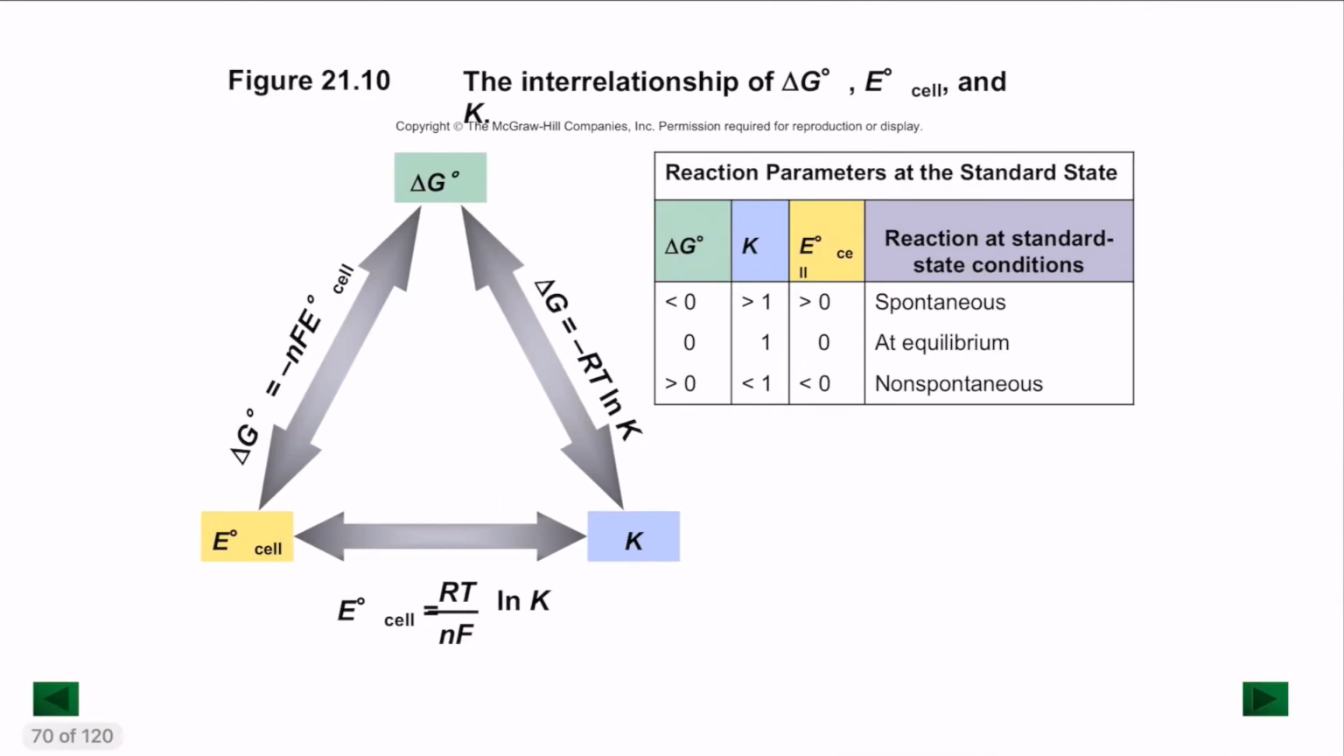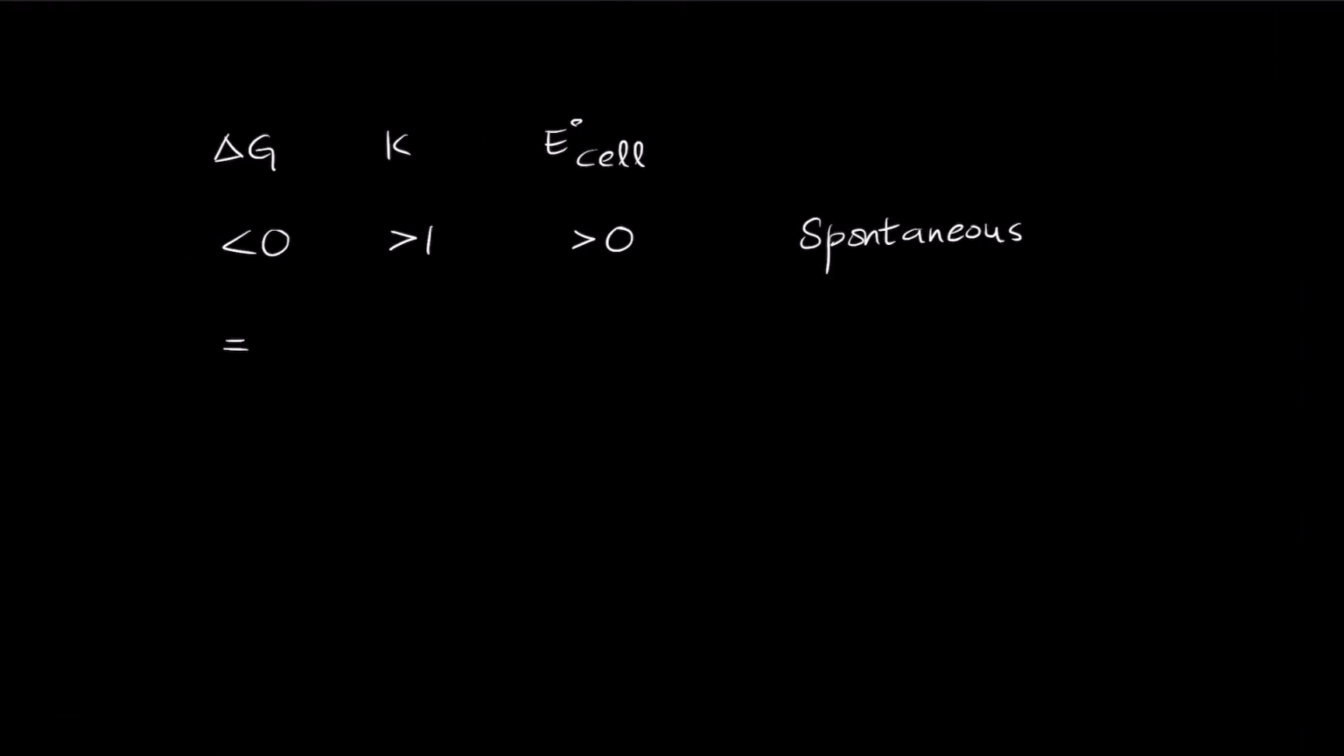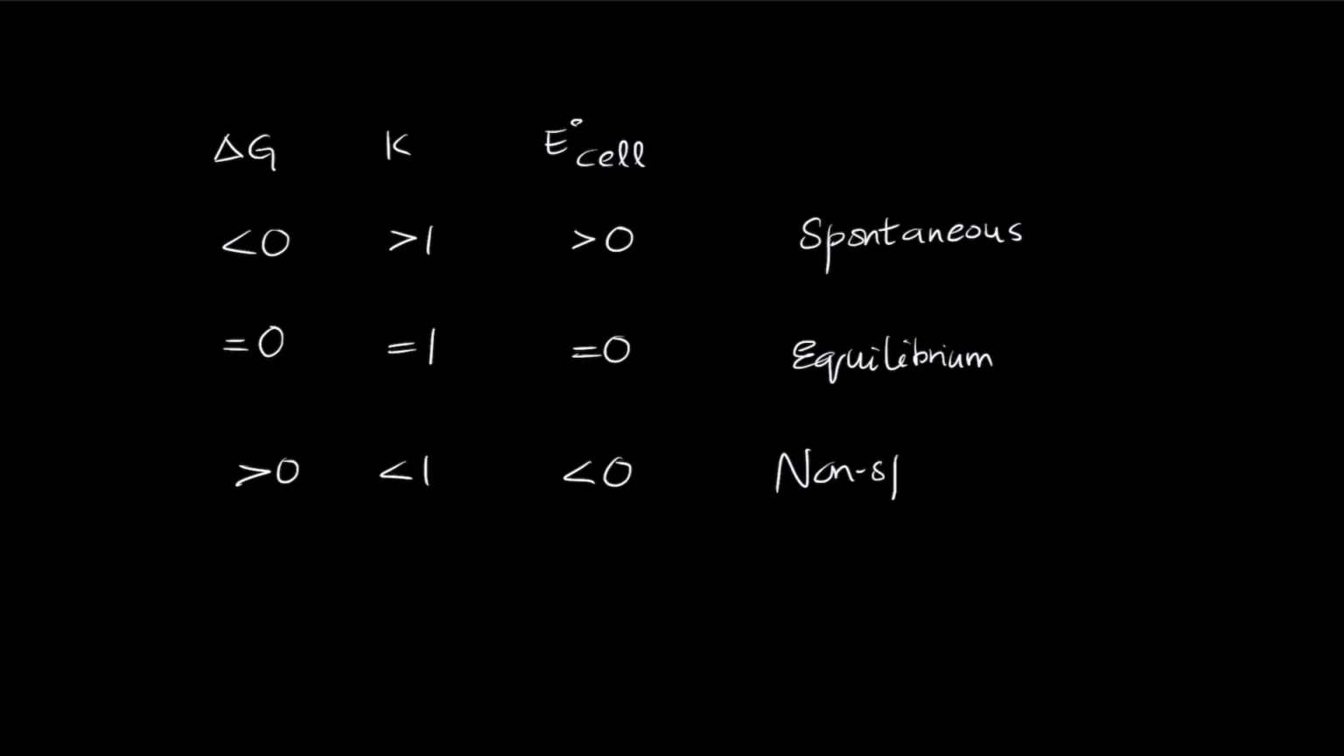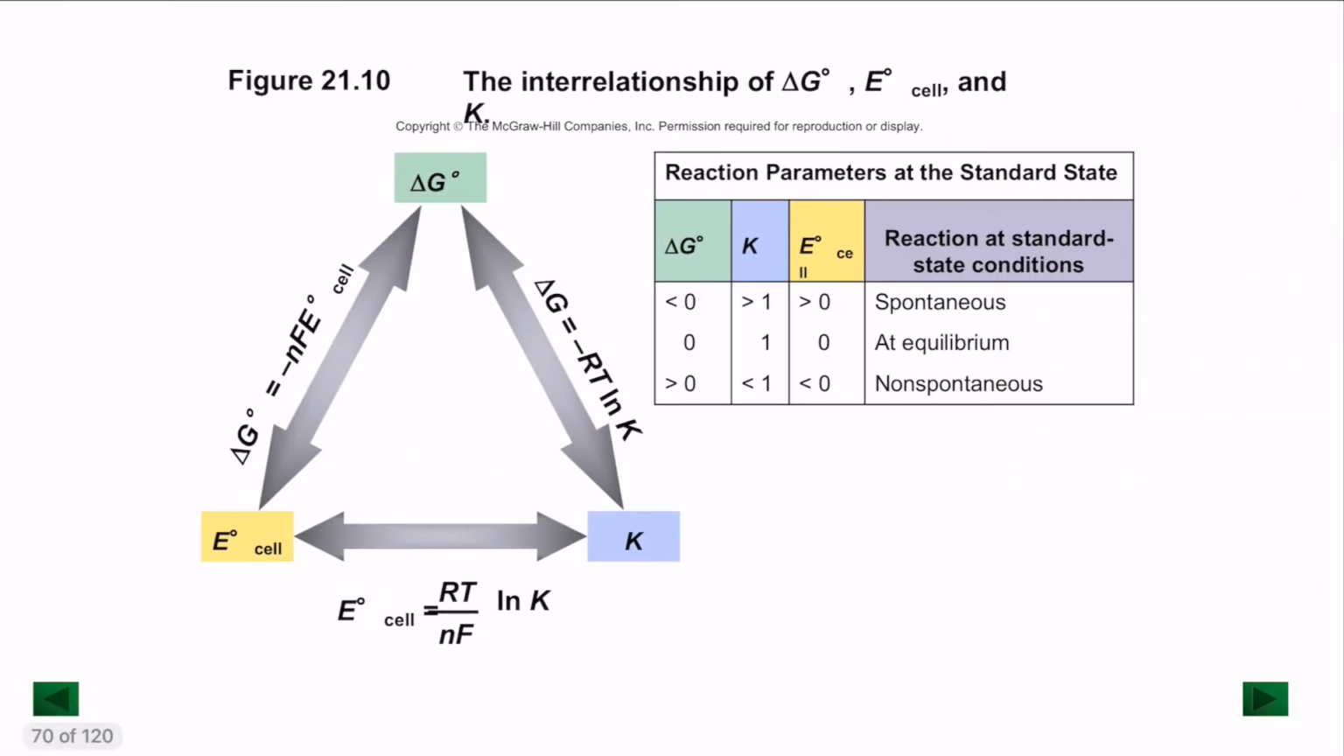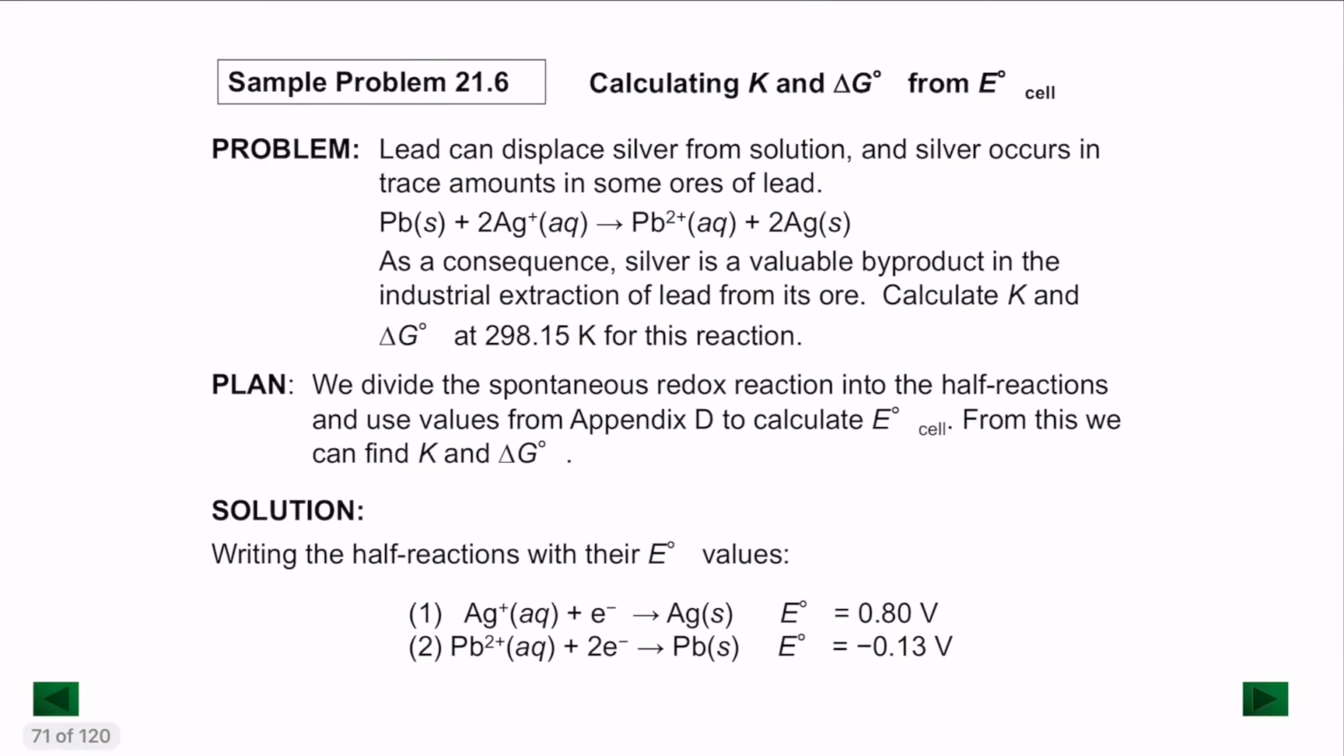So this is a spontaneous redox reaction. If delta G is equal to 0 and K is equal to 1, then E of the cell is equal to 0, which results in a reaction that is at equilibrium. And if delta G is greater than 0, K is less than 1, and E of cell is less than 0, we can say that the reaction is non-spontaneous. So this is the way we can compare the reaction parameters at the standard state.